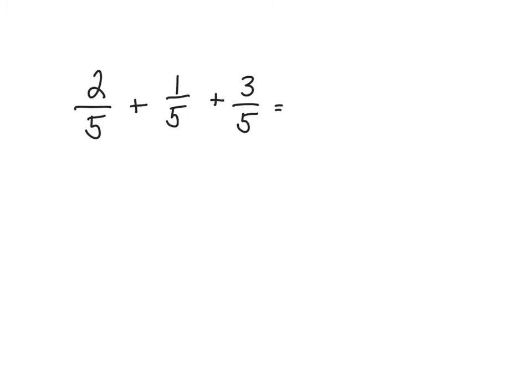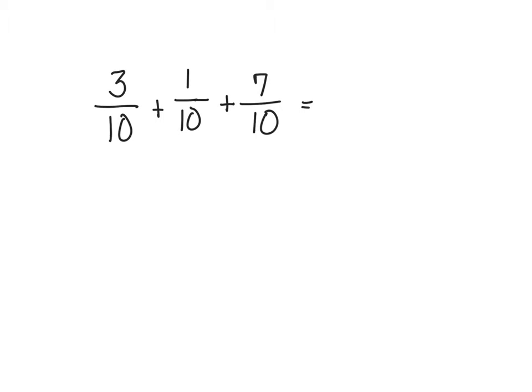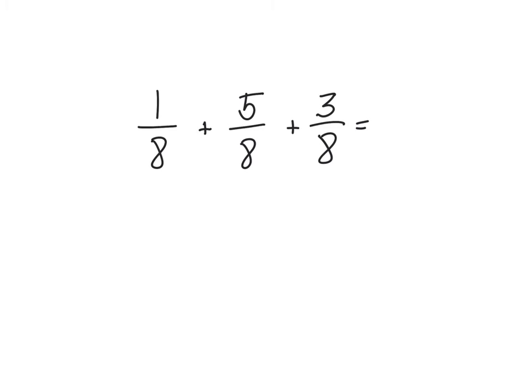Problem 1 tonight, 2/5 plus 1/5 plus 3/5. First find that whole, and then the rest is a piece of cake. And find the sum of these three fractions. Problem number 2, 3/10 plus 1/10 plus 7/10 is equal to, remember, I want to see your work tomorrow. 1/8 plus 5/8 plus 3/8 is equal to, and I want to see your work tomorrow.